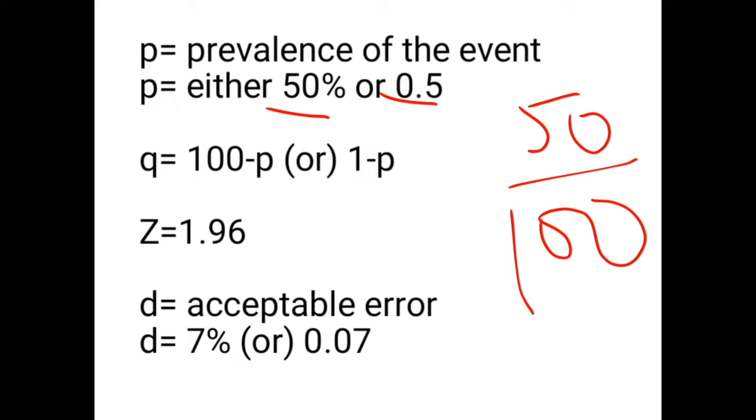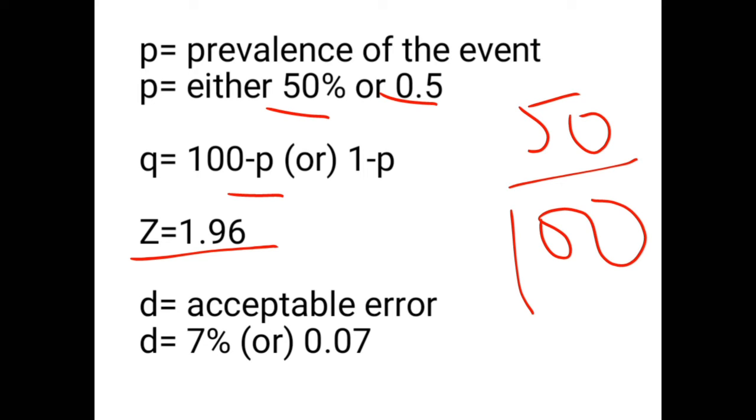You will get the prevalence of any event or disease on the internet, on any website. You have to take only that. If the prevalence is unknown, and till now no prevalence has been given in any study, then you have to take an approximate P value of 50%. Now the Q value is 100 minus P if you are taking P in percentage, and it is 1 minus P if you are taking P in decimals. Z is always 1.96.